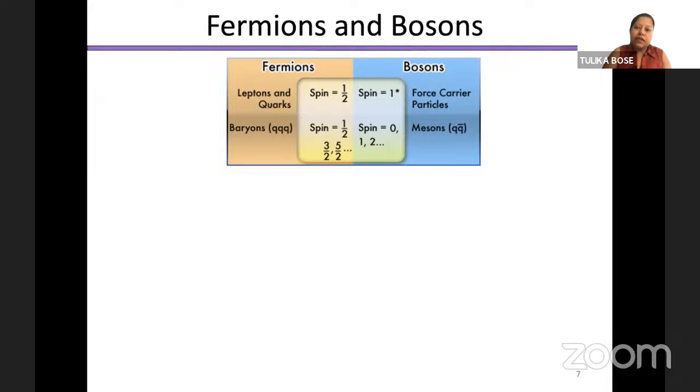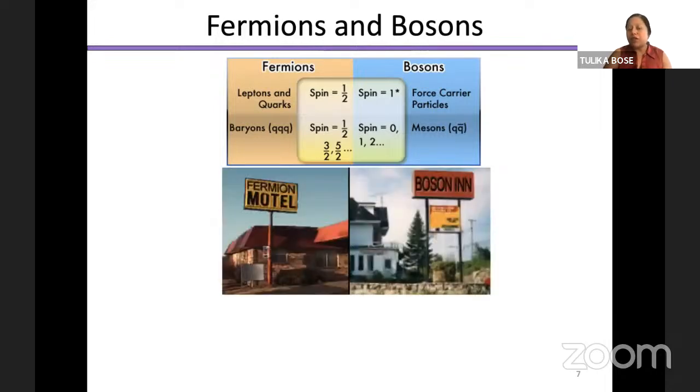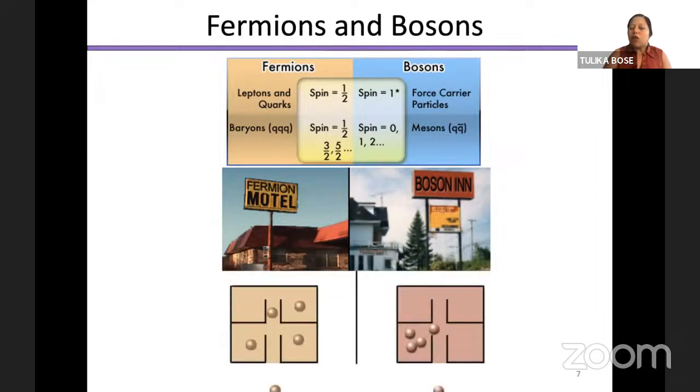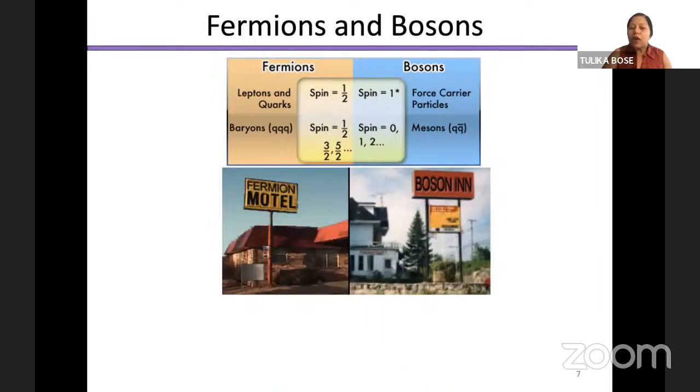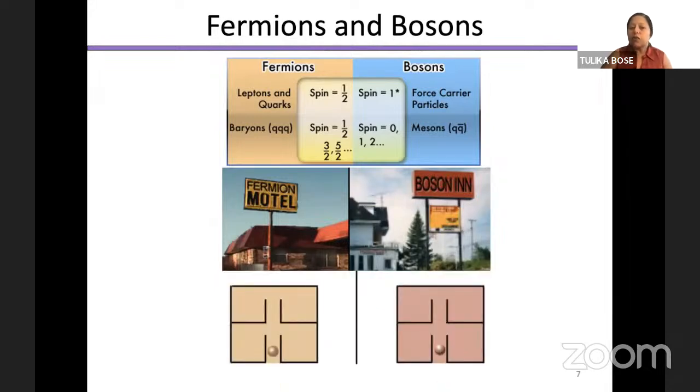Now, there's a fundamental difference between the properties of these fermions and bosons. And here is a little cartoon analogy. You can think of 2 different kinds of hotels: the fermion motel and the boson hotel. If you think of a family of 4 or more coming in, and they don't like sharing rooms but want their own individual room, here we say that they are fermions. That is, no 2 identical particles can occupy the same quantum state.